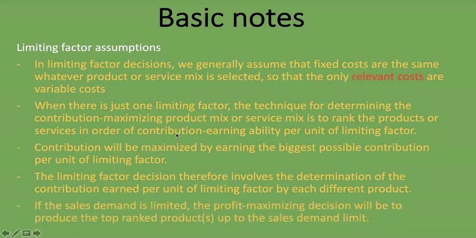If the sales demand is limited, the profit maximizing decision will be to produce the top ranked products up to the sales demand limit. So once you've ranked the products according to which one gives you the highest contribution per limiting factor, you want to produce that one first, like I've just mentioned. And if the sales demand is limited, obviously if you can produce all of the highest ranking product, then produce that one until you've completed it, and then you move to the second one, which gives you the second highest contribution per limiting factor. That's what we are saying here.